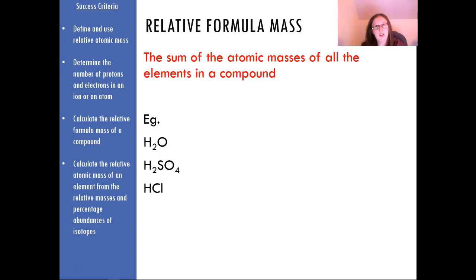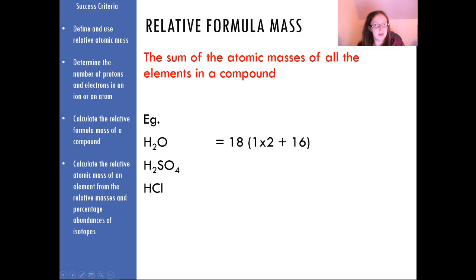The final thing you need to be able to do is to calculate the relative formula mass. So this is calculating the mass of compounds, not just elements. We've already done this, so this should be super easy because we did lots of this when we did our titrations. And all we do is the sum of the atomic masses of all the elements in the compound. So I've given you 3 there, H2O, H2SO4 and HCl. So why not do them yourself first and then check the answers, and then you can see if you're right.